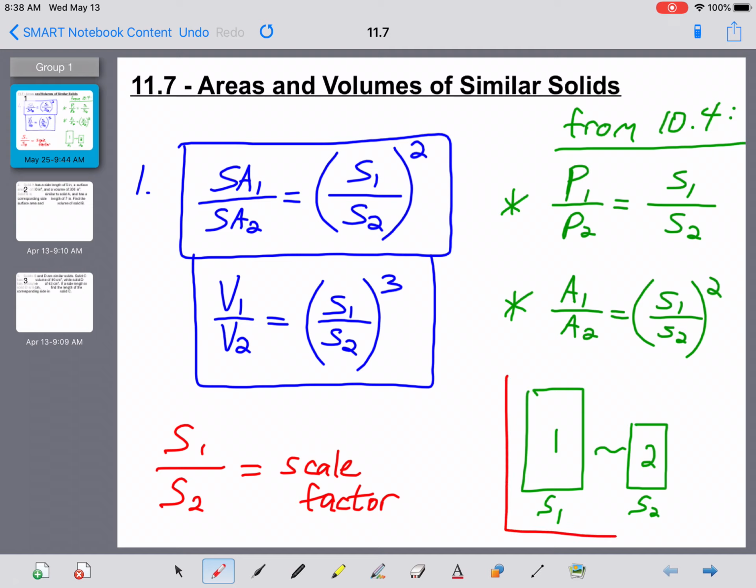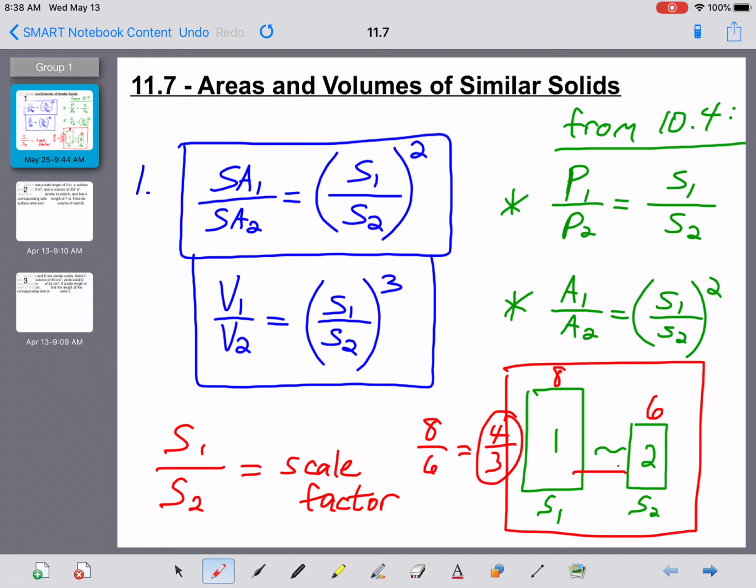If I go back to this diagram, let's make this nice and simple. If I were to say that this side on the top of the first rectangle had a length of 8, and the corresponding side on the second rectangle had a length of 6, we would say that the scale factor from figure 1 to figure 2 is 8 to 6, and of course we would simplify that to 4 to 3. That becomes the scale factor from figure 1 to figure 2. If we were ever reading it backwards from figure 2 to figure 1, that ratio would get reciprocated. It would initially be 6 to 8 and then would eventually become 3 to 4. Okay, so that's just a little bit of a recap of what we did in 10.4.